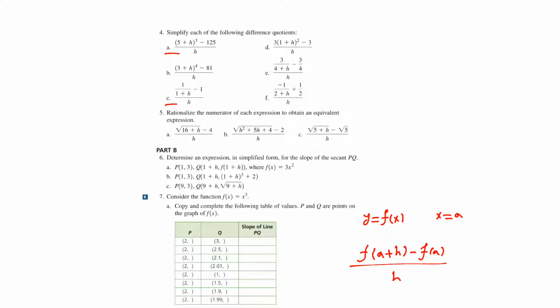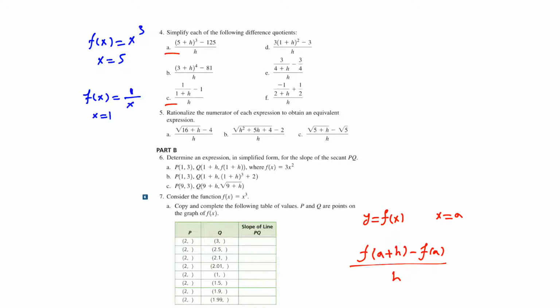Part A is the difference quotient of f(x) = x^3 when x is 5. And part C is the difference quotient of f(x) = 1 over x at x = 1. To simplify the difference quotient in part A, we expand (5 + h)^3, subtract 25, and divide by h.